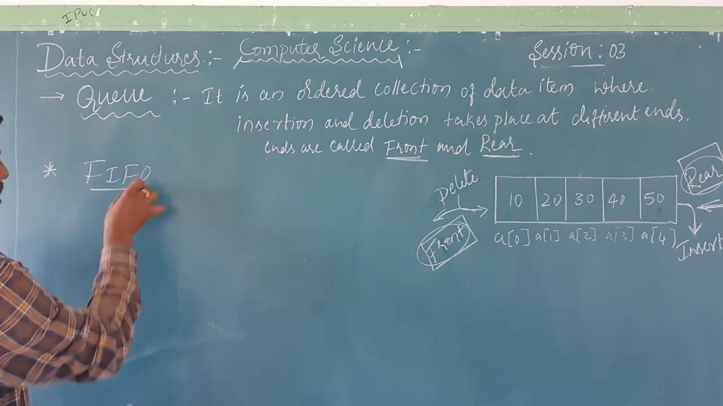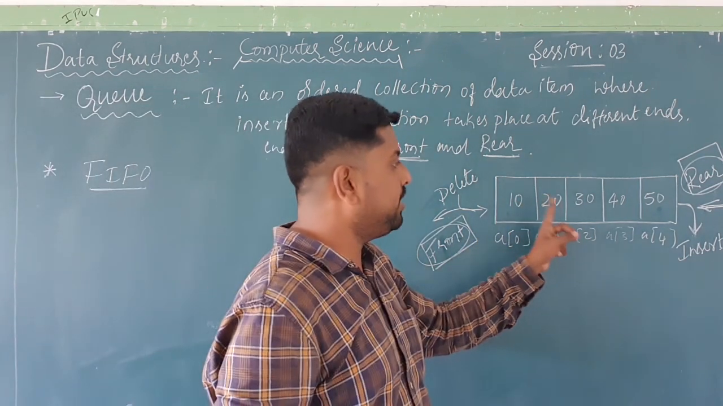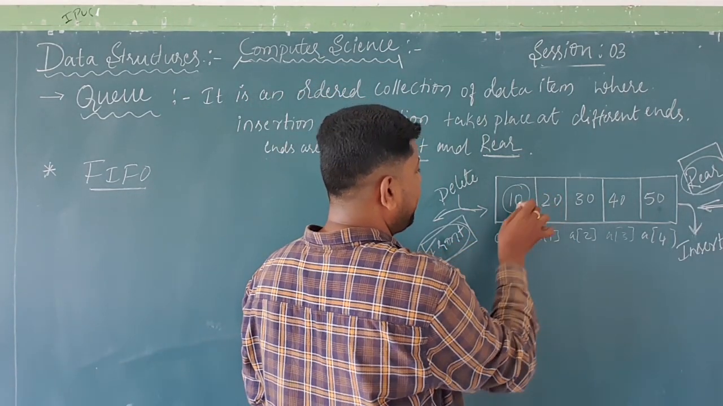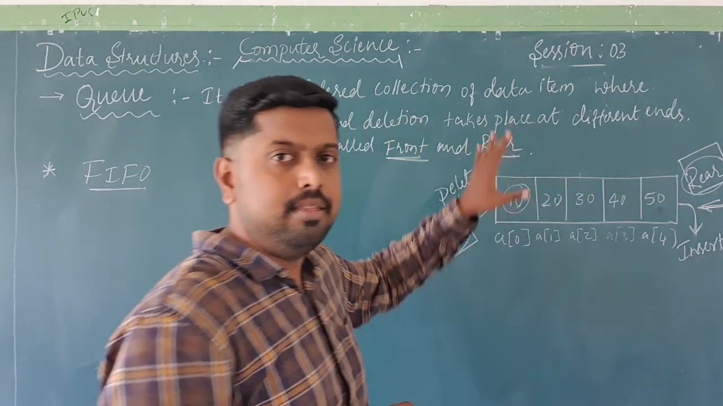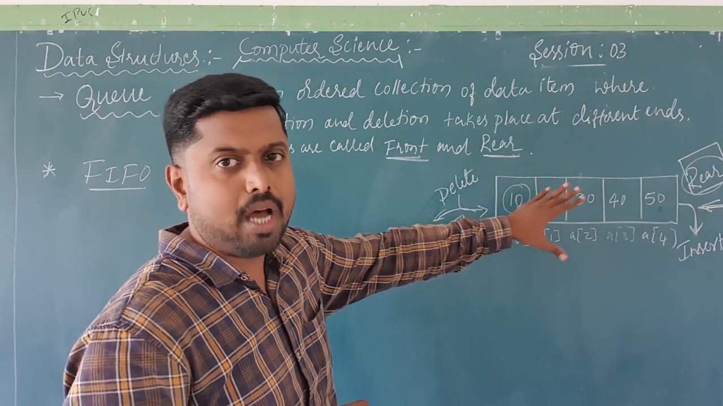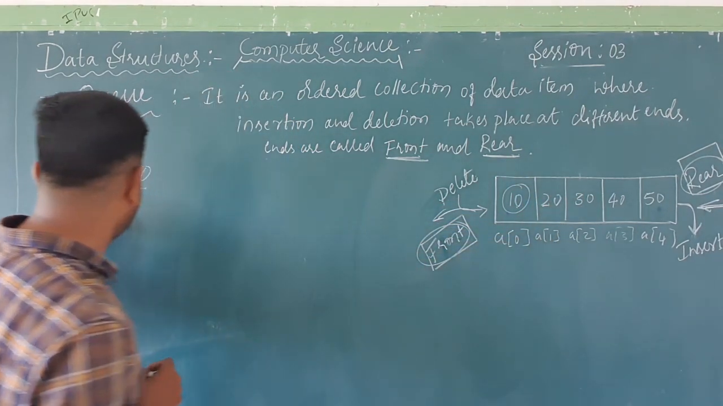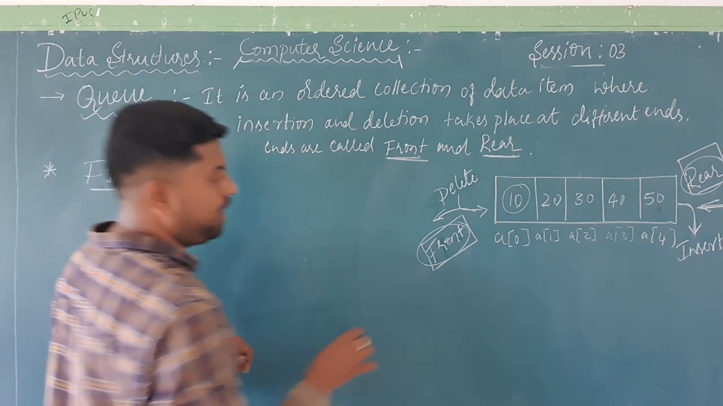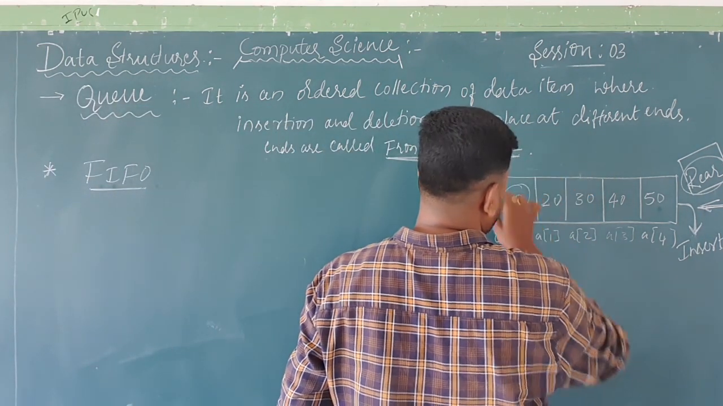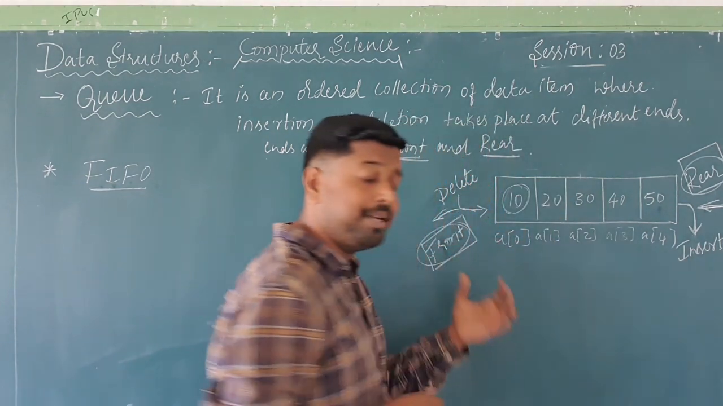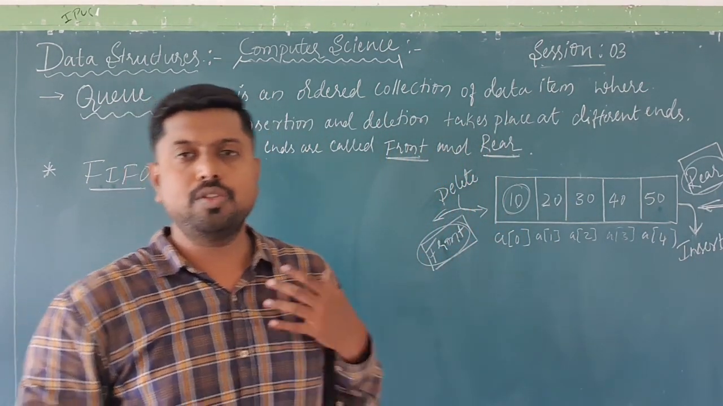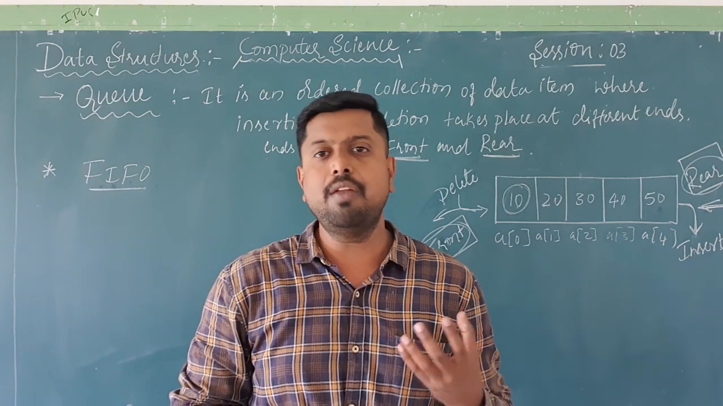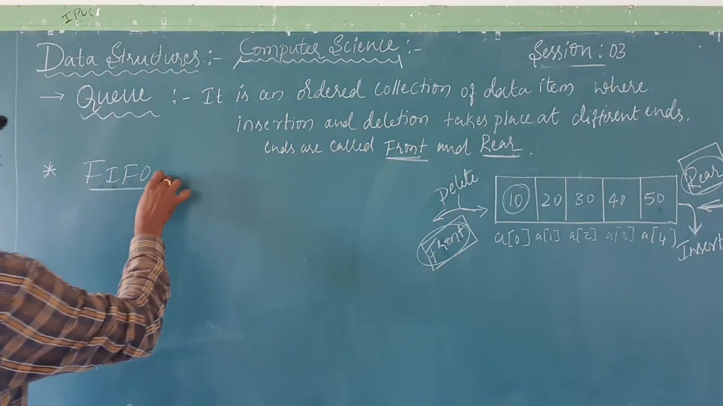FIFO, first in, first out. Here, in this particular queue, the first element added is 10. That's why this element will come out first. First input, first output. The 10 will be inserted first, and the 10 will come out from the first position. So this is what we call FIFO, first in, first out. The queue will follow first in, first out.